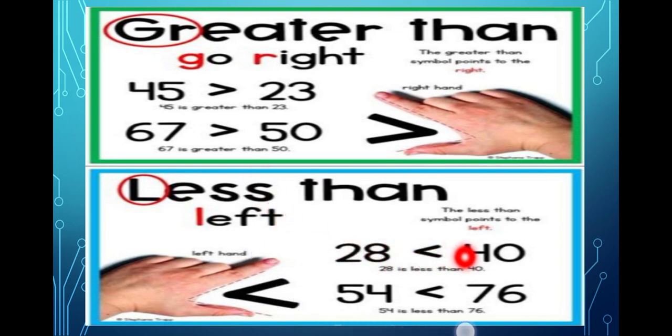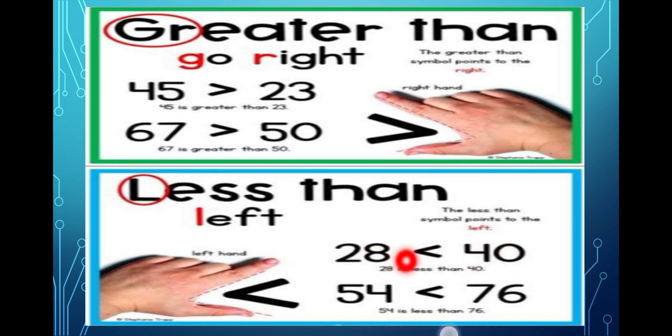In the same way, for less than, how are you going to find out? Here also it is 2-digit, here also 2-digit. So now you are going to see the tens place. Here it is 2, here it is 4. So 4 is greater and 2 is less. So what are you going to write? 28 is less than 40.